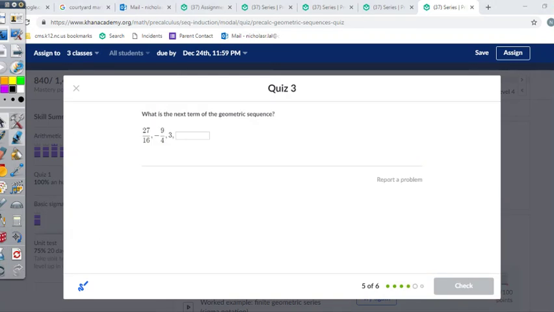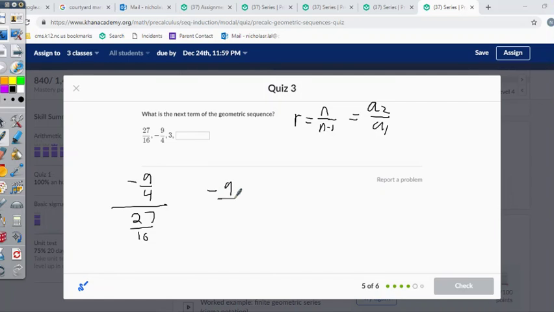What's the next term in the geometric sequence? To find the next term, we need to find r, and r is always going to be the n term divided by the n minus 1 term. So let's do a2 divided by a1 here. That's going to be negative 9/4 divided by 27/16. Negative 9/4 divided by 27/16 is equal to negative 9/4 times 16/27.